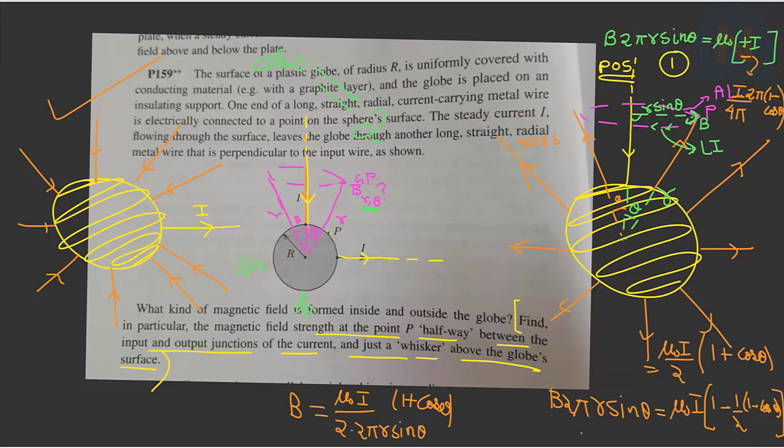Now the effect of one guy, so let me write. It will be mu naught I by 4 pi capital R sine 45, 1 by root 2, and the numerator is 1 plus cos theta. So 1 plus 1 upon root 2 will come again in the result, right? Now I think it should be mu naught I upon 2 pi R, and it is a factor of root 2 plus 1. Just check this. So this is actually the final answer to the question.